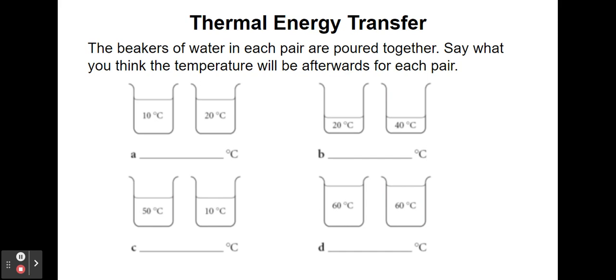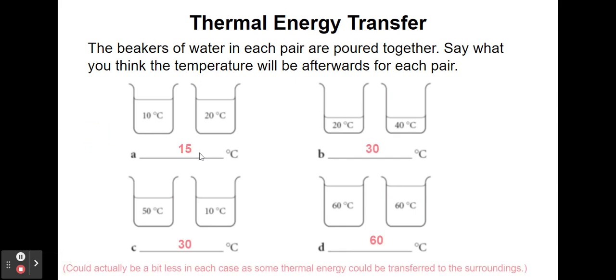And if we mix these together, what's going to happen is we're going to meet somewhere in the middle. Because the hotter object is going to get colder, but that colder object is going to get hotter. And they're going to meet roughly in the middle. So for example, with this first one here, when we have 10 and 20 degrees, if we just go roughly in between, we'll have 15 degrees. For 20 and 40 degrees, 30 degrees will be roughly in the middle. For 50 and 10, 30 degrees again will be in the middle. And here, because they are both at 60 degrees, it will be at 60 degrees.